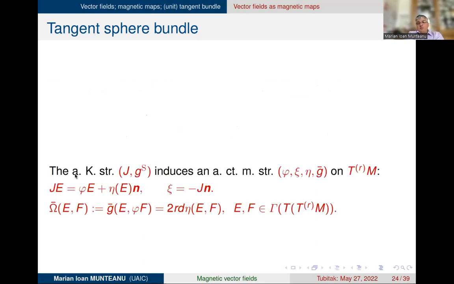Okay, the almost Kählerian structure of TM induces on T1M an almost contact metric structure, and it is defined in this way, as naturally as on every hypersurface in an almost Kählerian manifold. And we see that the contact 1-form, or the fundamental 2-form on T1M, is this one. So R is constant, the 2-form is exact. So again, it is a candidate for a magnetic field.